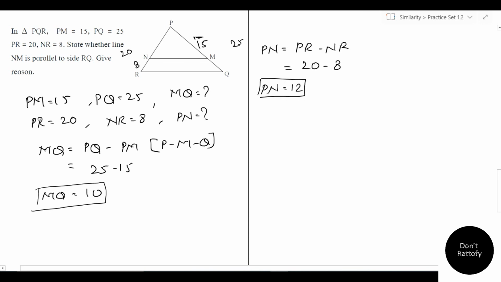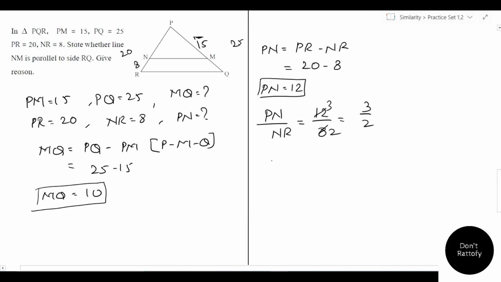Now we have to prove it by converse of basic proportionality theorem, because we have to prove that the lines are parallel, which is the other way around. So we have to prove that the ratios formed on both the sides are equal. We'll find the ratio of PN upon NR, which is equal to 12 upon 8. Simplifying it, 4 3s are 12 and 4 2s are 8, so it is 3 upon 2.